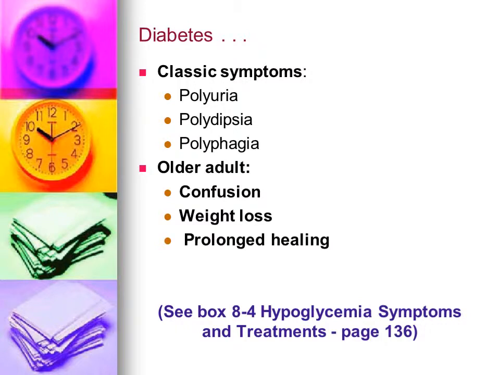Classic symptoms for all ages for diabetes include polyuria, polydipsia, and polyphagia. The presentation of diabetes in an older adult may differ from that in younger people. They may include confusion, weight loss, prolonged healing, and may also be misdiagnosed. I want you to look in your book on page 136 and review box 8.4 for your hypoglycemia symptoms and treatments. It might benefit you to look over those.